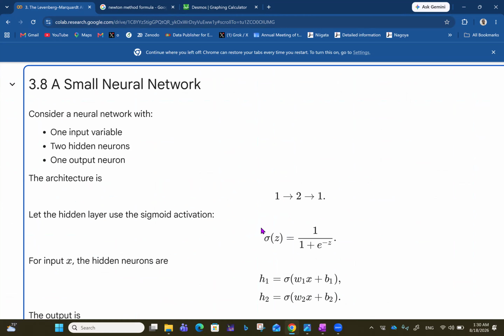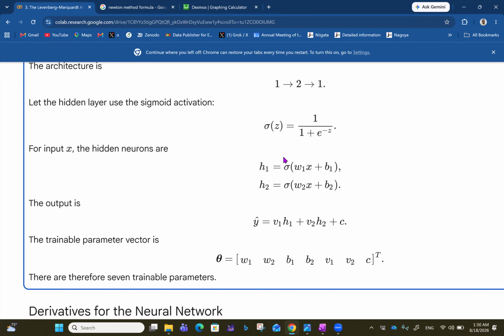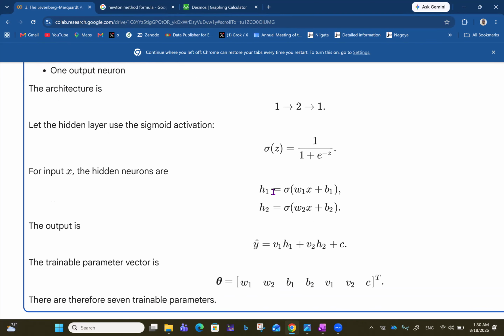Let the hidden layer use the sigmoid activation. Sigma of z equals 1 over 1 plus e raised to minus z. So for input x, the hidden neurons will be h1 equals sigma of w1x plus b1, and then h2 will be sigma of w2x plus b2. Then the output will be y cap. So y cap is v1h1 plus v2h2, plus c.